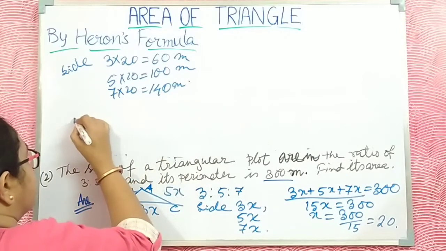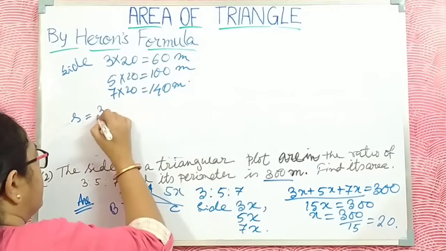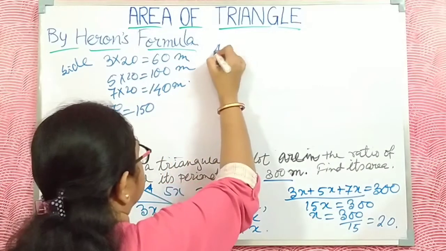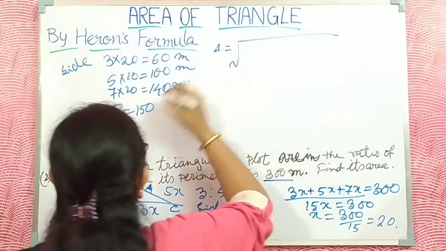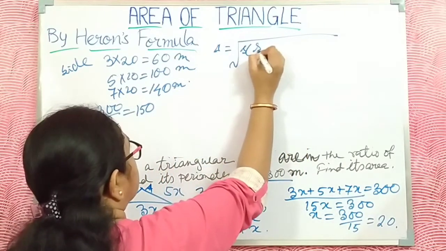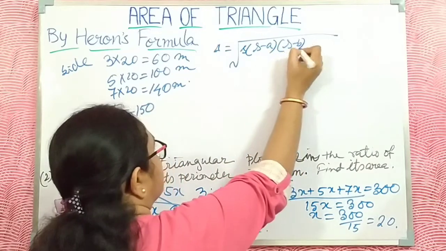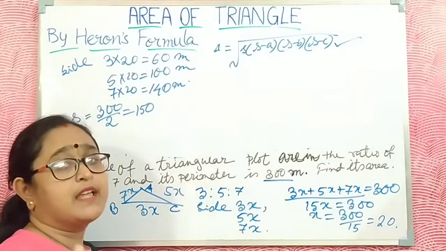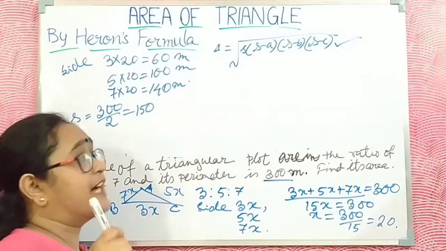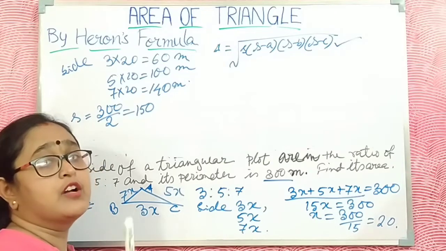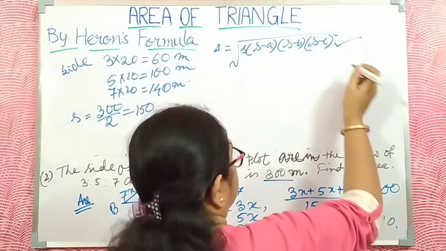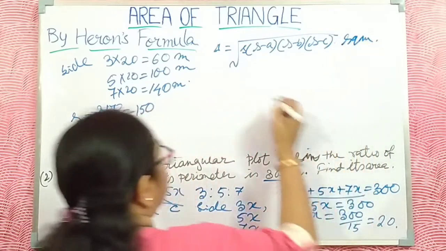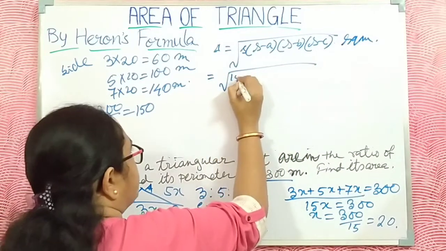Then I find the semi-perimeter. Semi-perimeter is perimeter by 2, this is 150. Then you find the area of the triangle: square root of s(s minus a)(s minus b)(s minus c). Always write the formula, then put the values. If you write the formula, then you get 1 mark. This is board strategy. If you write the formula, you will get 1 mark for the formula. Then you put the values. Write square meter.